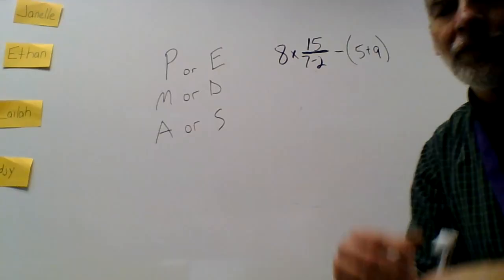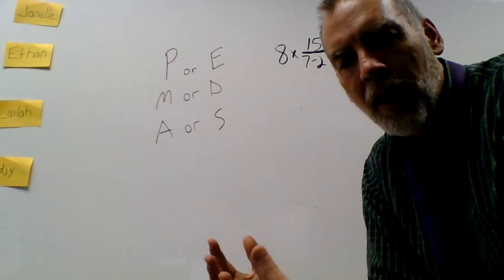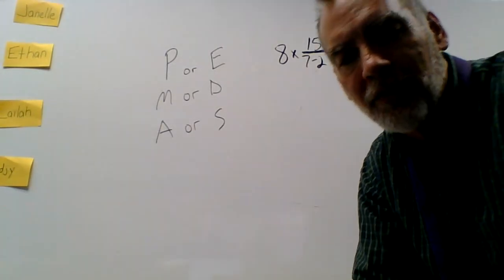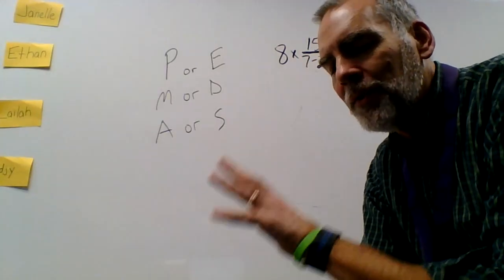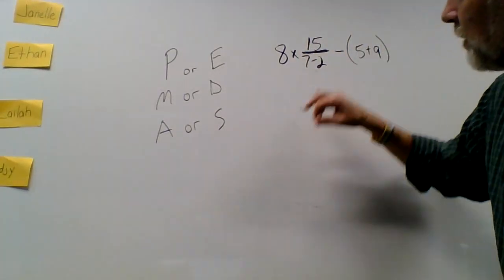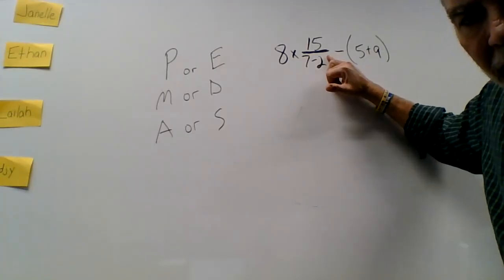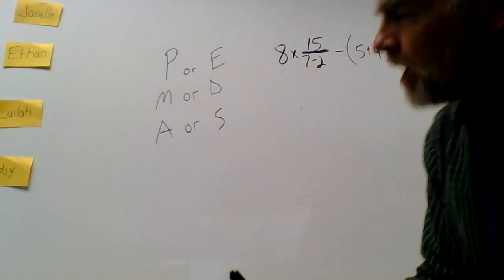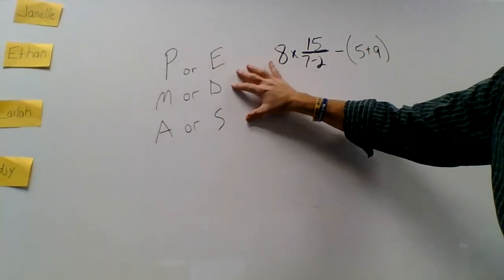Okay, so I want to just review how to do a problem. We've had a lot of questions about how to do the order of operations, particularly when we see a fraction bar in the middle of a problem like we see there. So I first want to remind you about PEMDAS.